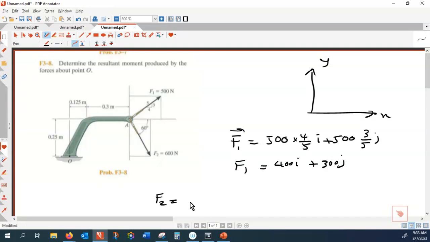F2 again, that is plus 600 cos 60 i minus 600 sine 60 j. Is that correct? So, horizontal component, vertical component. The vertical is pointing down, that is negative. The horizontal pointing toward the right, that's positive i. Just ask me if that's not clear, I'll explain again.